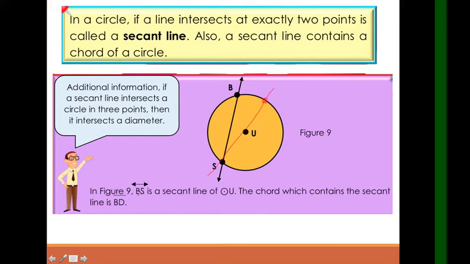In figure 9, line BS is a second line of circle U. The chord which contains the second line is BD. Okay? So, this is chord BD. Also a segment BD. But on the other hand, this is, I'm sorry, BS. This is BS, not BD. Okay? BS. So, ayun. So, that's a second line.